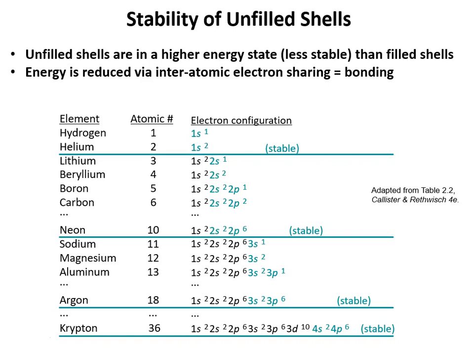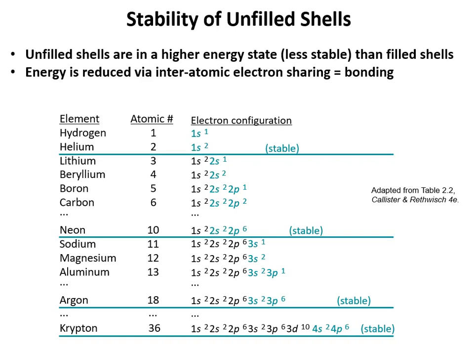Okay, so here's some examples of those. Again, stability of unfilled shells. Unfilled shells are in a higher energy state than filled. They reduce that energy by interacting with other electrons. It's a reduction in electrostatic energy, effectively. They can get to a lower energy state by banding together in a bond.